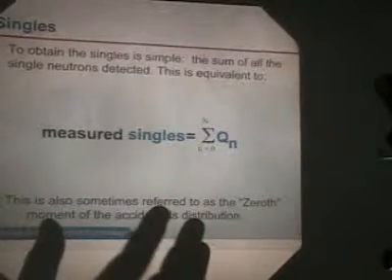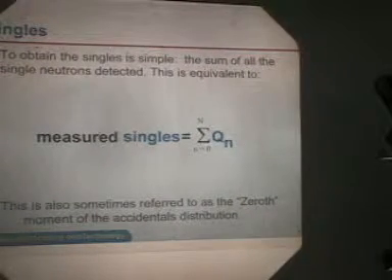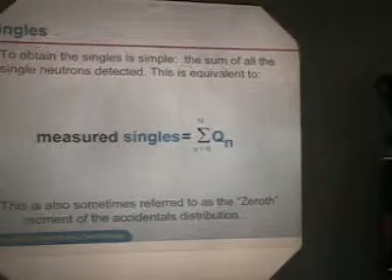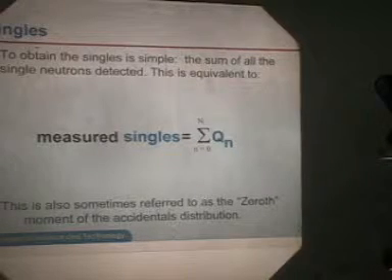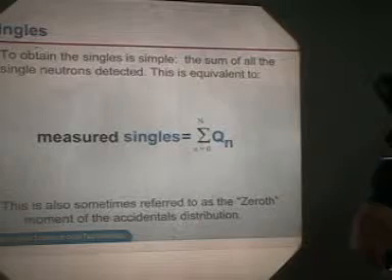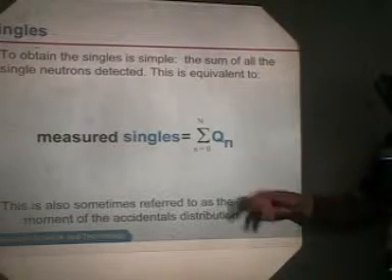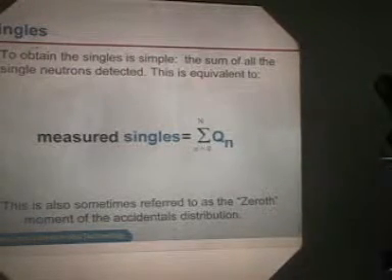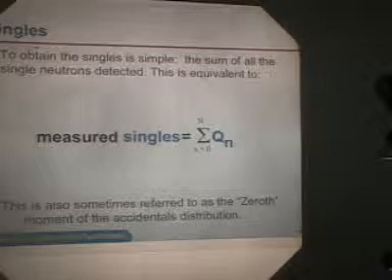Here's the combination formula for n things taken one at a time. You just simply sum over the number of total accidentals you've got. Q, by the way, the Qn is the accidentals and Pn is the reals plus accidentals. But you just simply sum over.